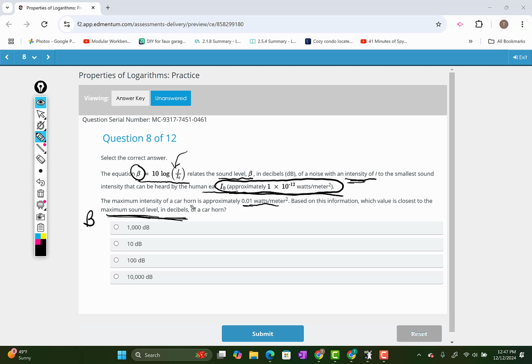Here it is right here. The intensity of a car horn is 0.01. So this is our I value. So let's rewrite this equation. Beta equals 10 times log of, instead of I, it's 0.01 divided by 1 times 10 to the negative 12 power.